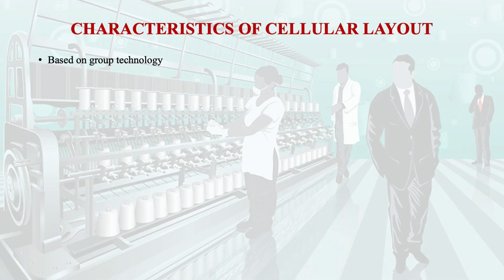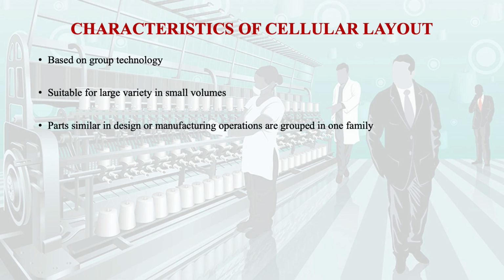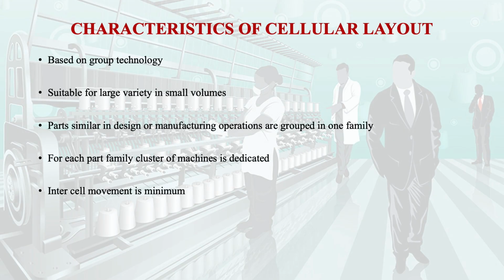Now, what are the characteristics? As I told, the similar parts, with similarity in the design and similarity in the manufacturing operation, will be grouped in one family. And according to the requirement, we make a machine cell, so that intercell movement can be minimized. Now, what are the advantages of the cellular layout?